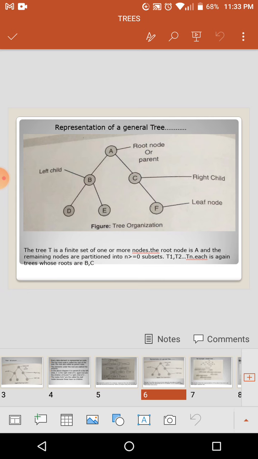Next, representation of a general tree. How the tree will be represented, that I have given: A is a root node.